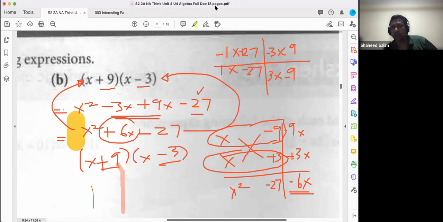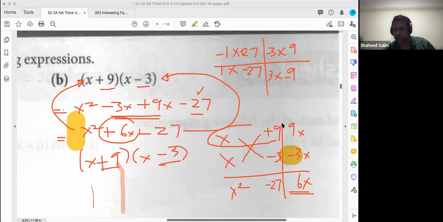Okay, so now down here, what we're gonna do? We're gonna change it to plus. This one now becomes minus. Then your answer will be correct. Plus 9 minus 3, you get positive. So what does it mean? That means your final answer is x plus 9, x minus 3.